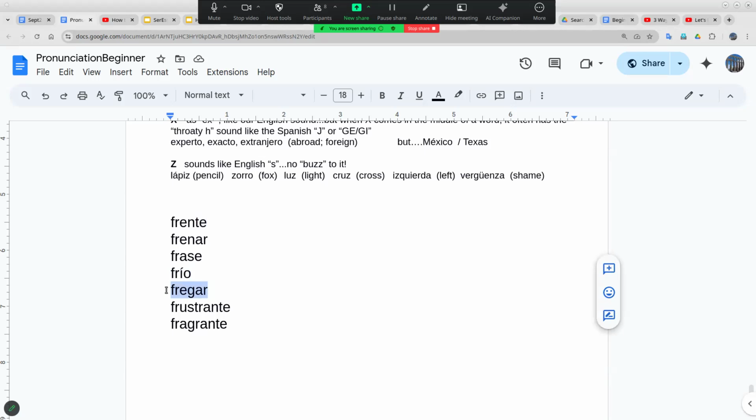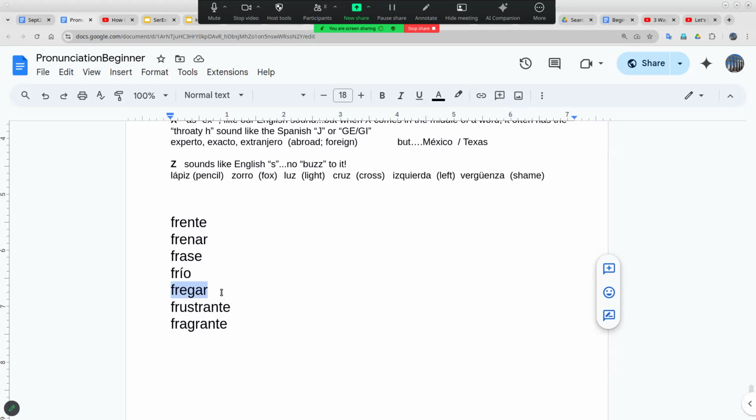Here's a word for scrub: fregar. Fregar. Oh, good. Do you emphasize both R's in that? Perdón? Do you trill the initial R and then the R at the end of the word? Okay. It's actually a really super good question.